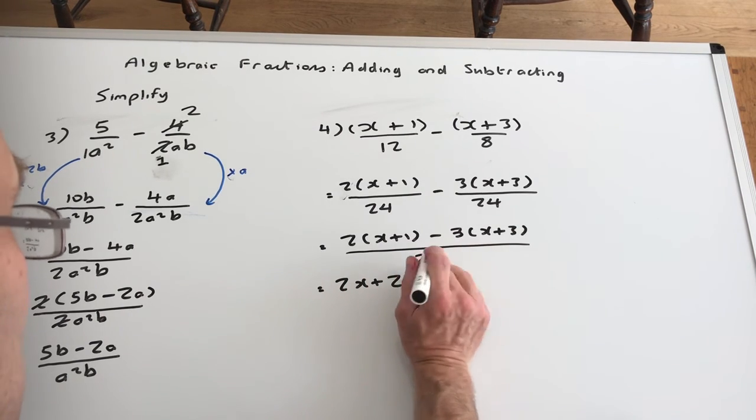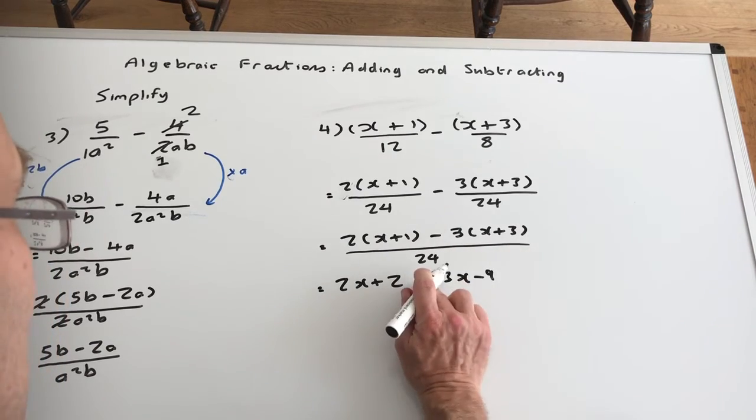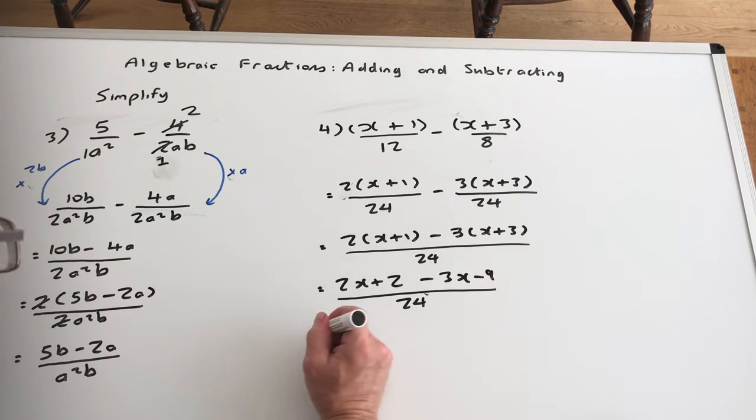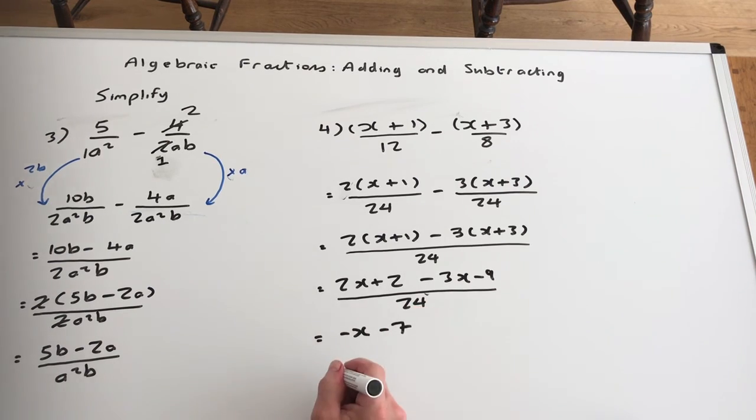So 2x plus 2 minus 3x minus 9, all divided by 24. Okay, 2x take away 3x is minus x. 2 take away 9 is going to be minus 7, and divide that by 24. And that's the best we can do for that.